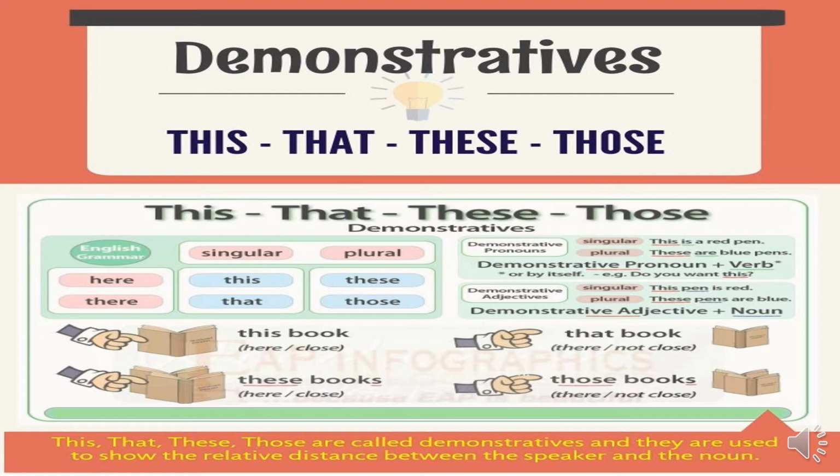The next one is a bit far away, but still it can be seen, so there is used and it is not close. So here we use that if it is singular, and we use those if it is plural, that is more than one. So this, that, these, those are called demonstratives, and they are used to show the relative distance between the speaker and the noun.